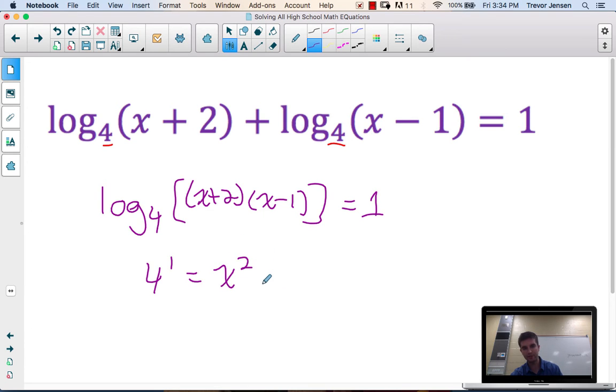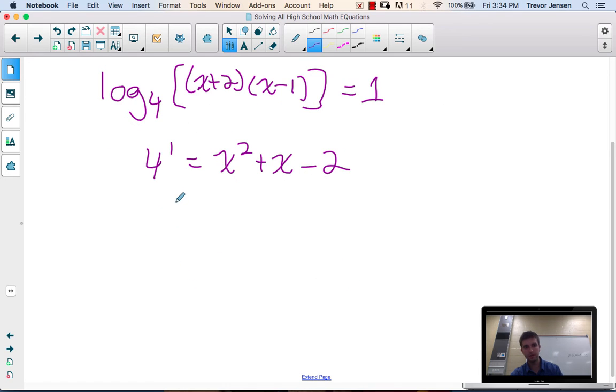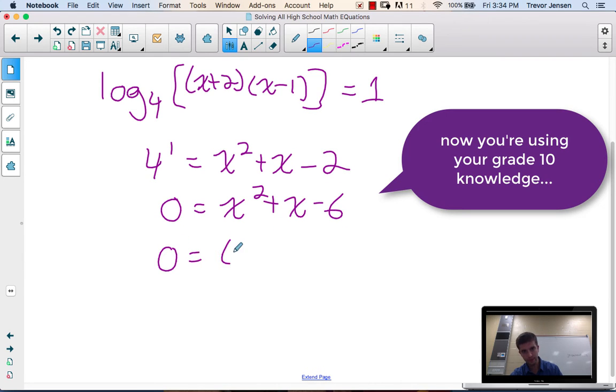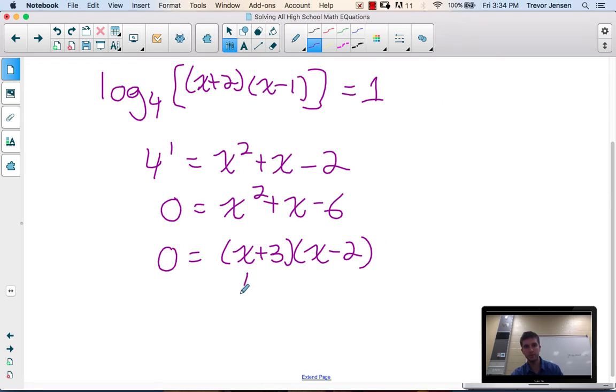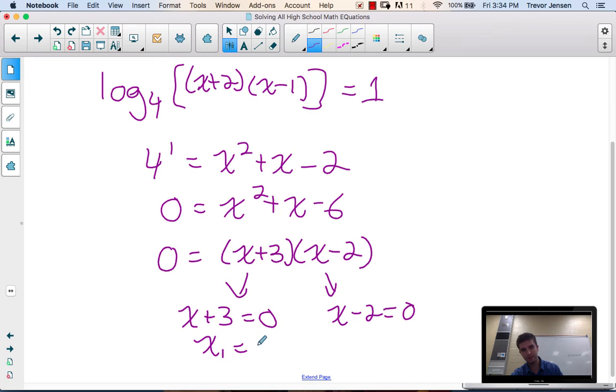So x squared minus 1x plus 2x, that's plus 1x minus 2. Rearrange, set to 0. Right, we have a quadratic here we now have to solve. What numbers multiply to negative 6 and add to 1? That's 3 and negative 2. Use our zero product rule to figure out what values of x would make either of the factors be 0, and we get negative 3 or 2.